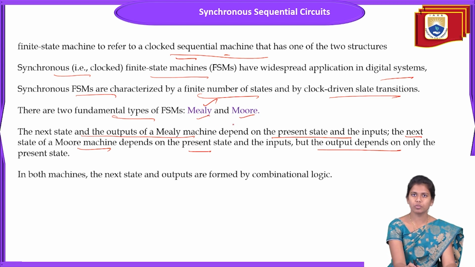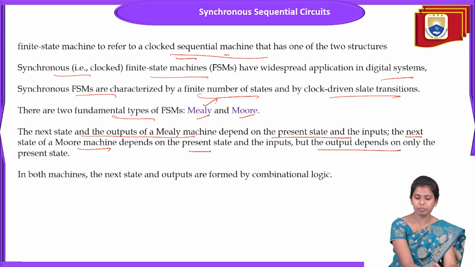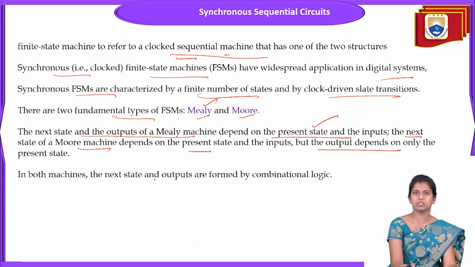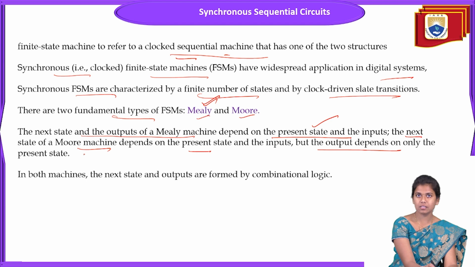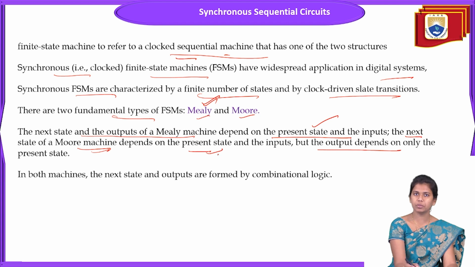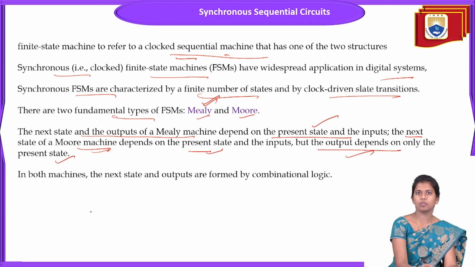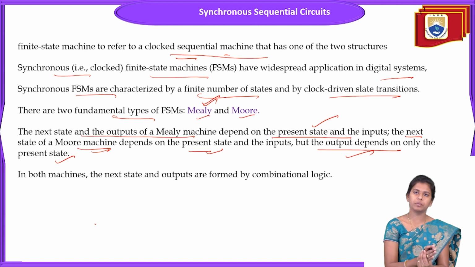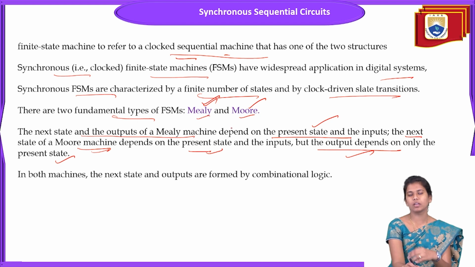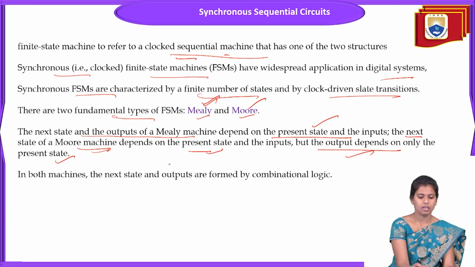So Mealy and Moore. In the Mealy machine, the output depends on the present state and the present input. And in the Moore machine, the output depends only on the present state. In detail, we will come to know what Mealy and Moore are in the coming classes. I'll explain you there.